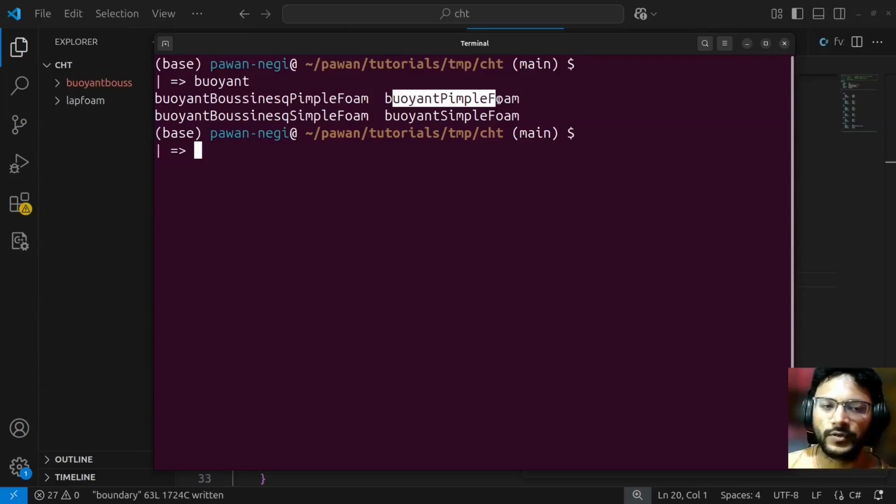Therefore, this particular solver is more general, and today we are going to use this solver to simulate the same problem that we have simulated in our previous lecture. Let's get started.